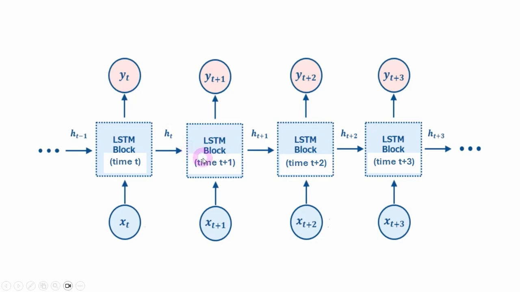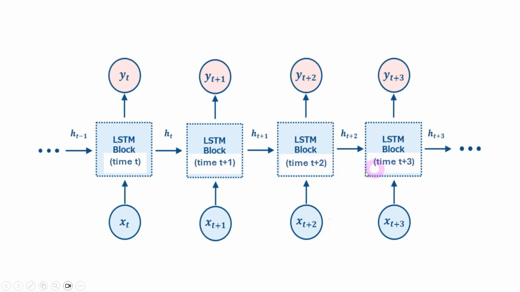Furthermore, this can be expanded over time and written like this. What kind of diagram is this? I write the same LSTM block at different times: t, t+1, t+2, t+3. If you write it this way, you can clearly see that the series information flows through the blocks.